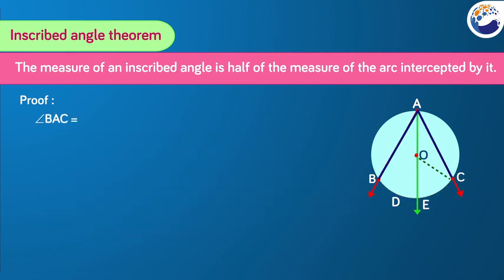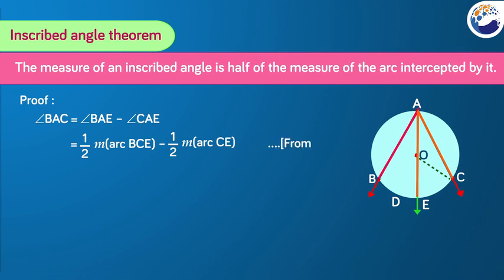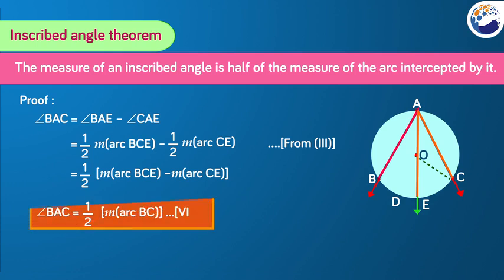Angle BAC is equal to angle BAE minus angle CAE, is equal to half measure of arc BCE minus half measure of arc CE from equation 3, is equal to half of measure of arc BCE minus measure of arc CE. Angle BAC is equal to half measure of arc BC. Equation 6.